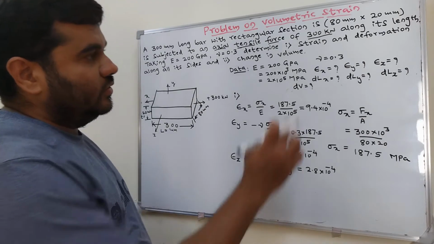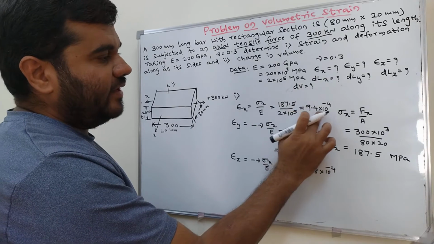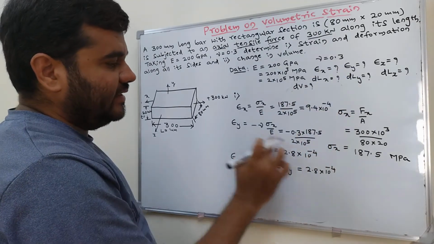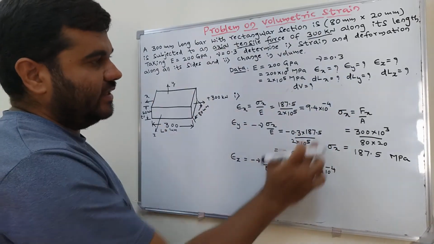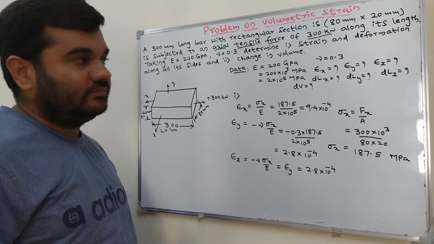So this is how the first bit works out. Strain in x direction is 9.4 into 10 raised to minus 4. Strain in y direction is 2.8 into 10 raised to minus 4. And strain in z direction is 2.8 into 10 raised to minus 4.